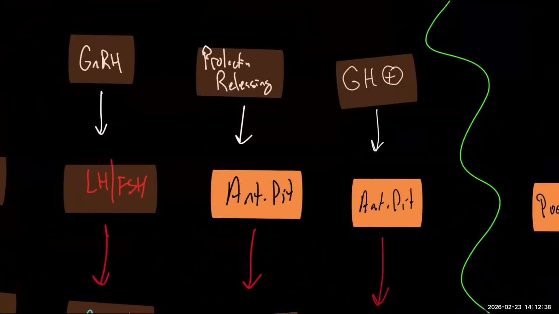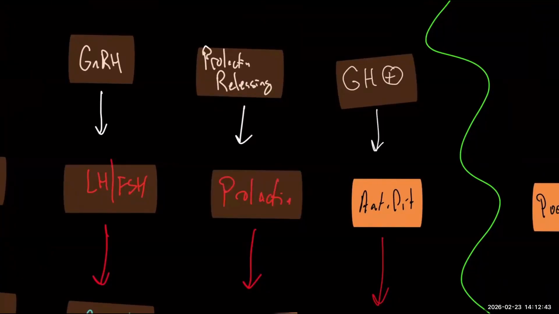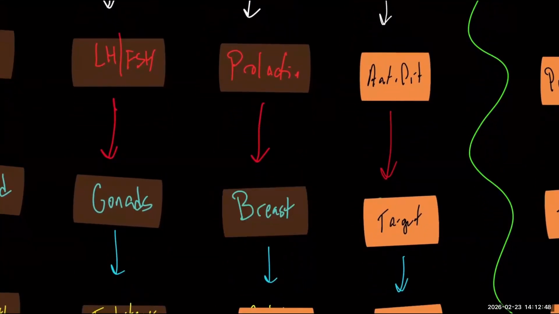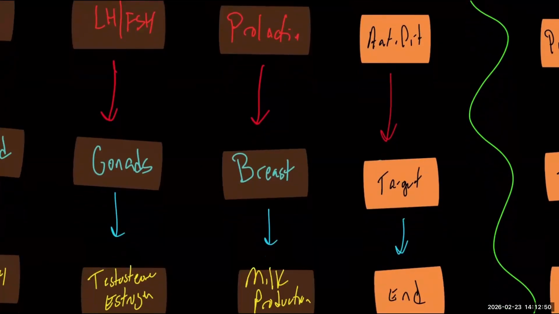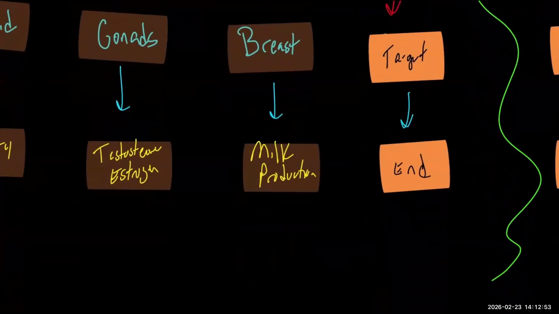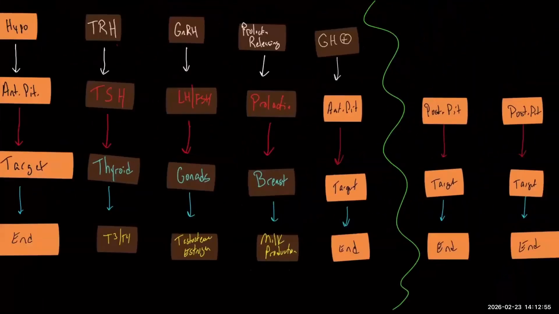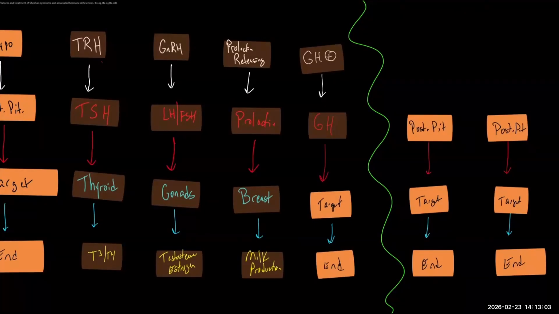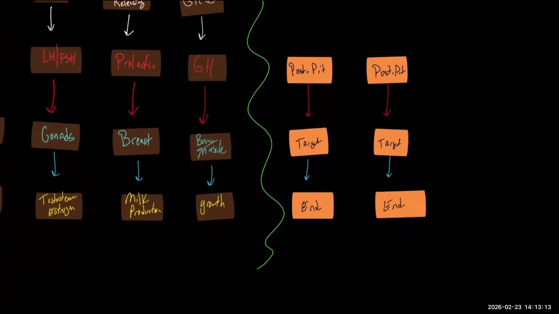Our prolactin releasing hormone, it's there. We don't really do much with it, but we know that it's going to release prolactin in the anterior pituitary. Prolactin is going to target the breast tissue for milk production. Okay. And then we have our growth hormone releasing hormone that tells the anterior pituitary to release the growth hormone. Growth hormone targets your bones and your muscle to cause growth for all that stuff so we can continue growing. Posterior pituitary is only two of them.